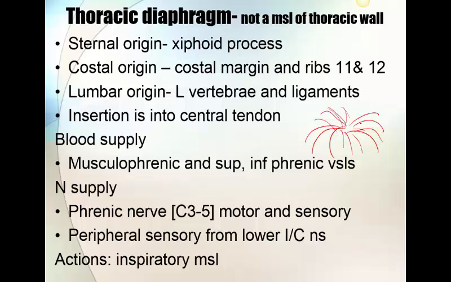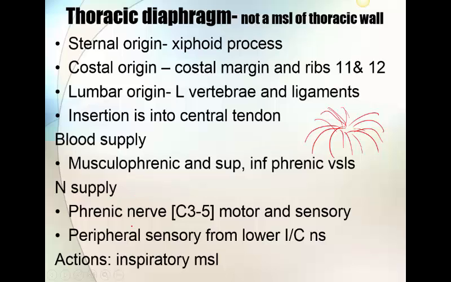So it forms two domes, a right and a left dome, and all of them insert into a little tendon in the center, which we'll see, which is called the central tendon. Anything to do with the diaphragm, the word phrenic is used. So its blood supply is through musculophrenic, and there are two other blood vessels called superior and inferior phrenic vessels. This stands for vessels, inferior, superior.